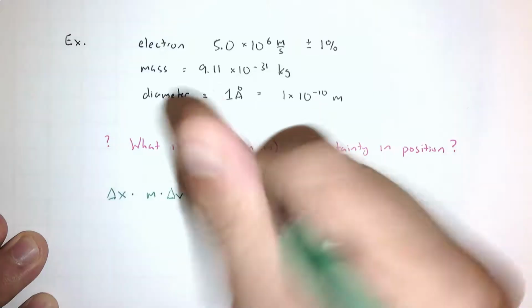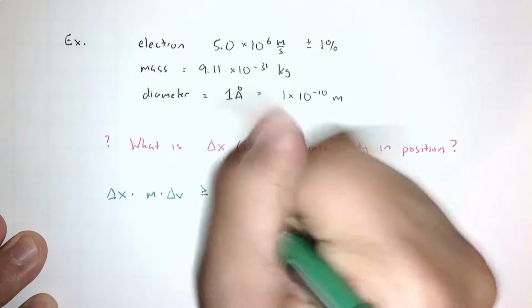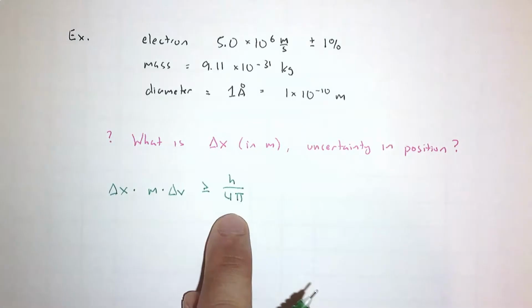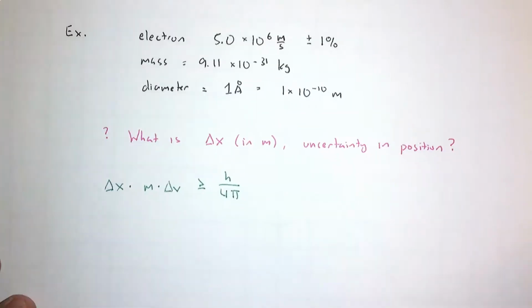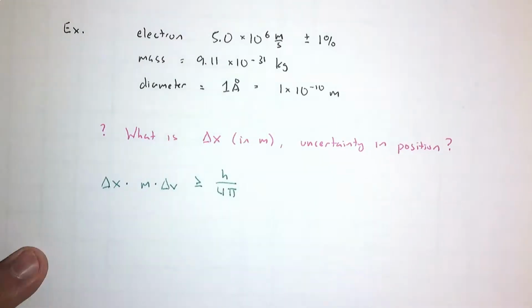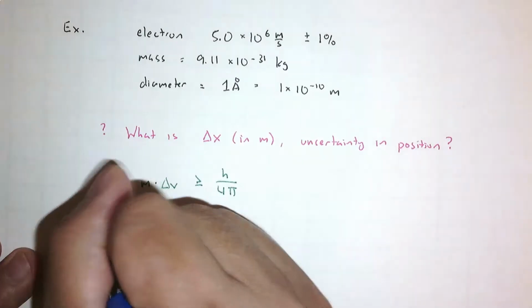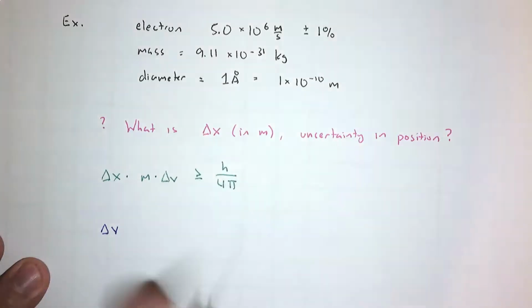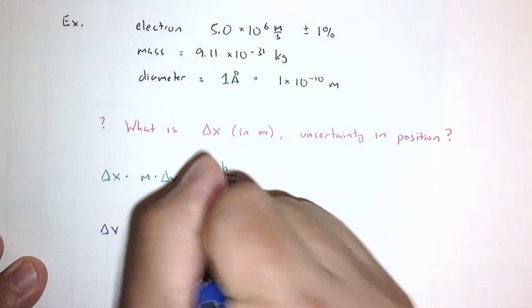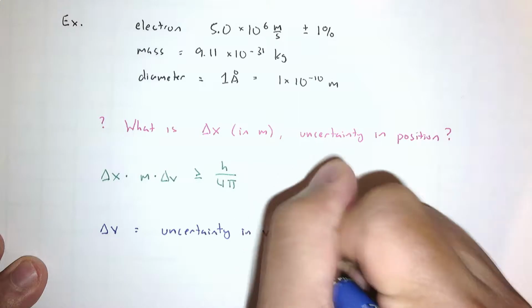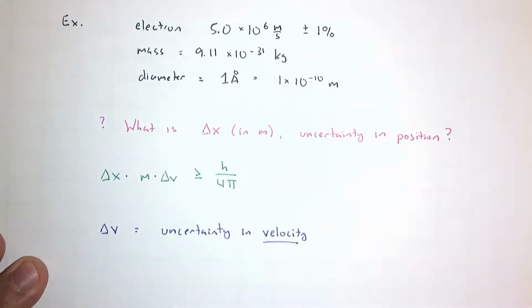Planck's constant over 4 pi. So this is unwavering, or this is constant, all right? And remember that the uncertainty in position and speed are inversely proportional. Okay. We do know, or we could get at the uncertainty of the velocity. We have uncertainty in velocity, and they want us to know uncertainty in position.